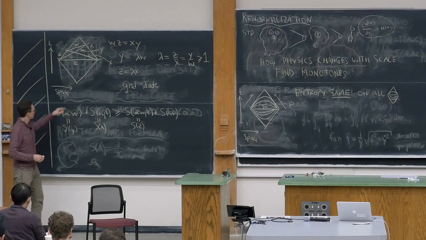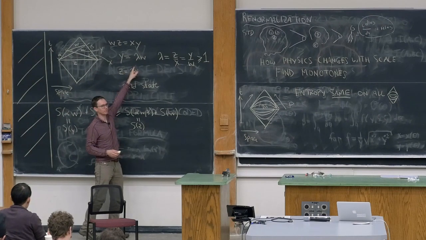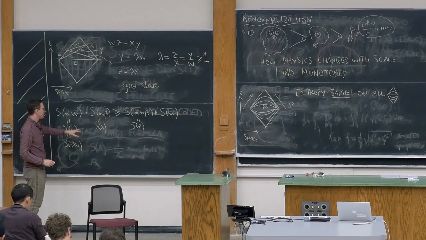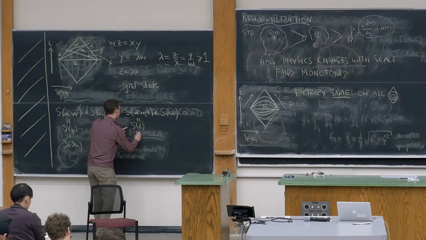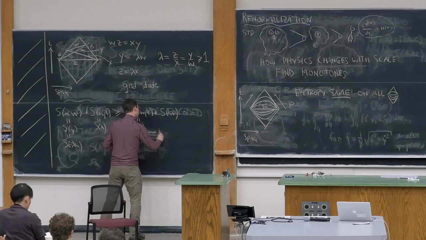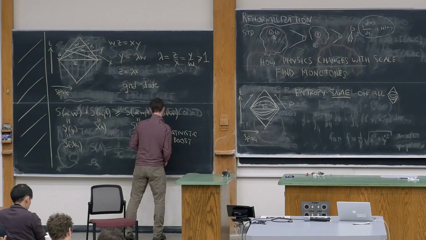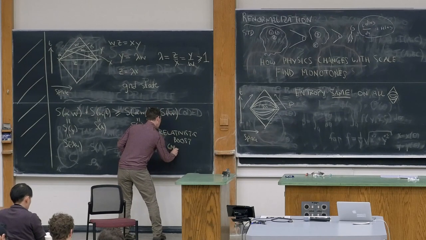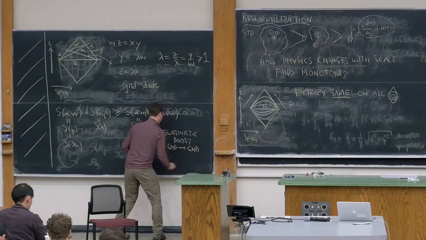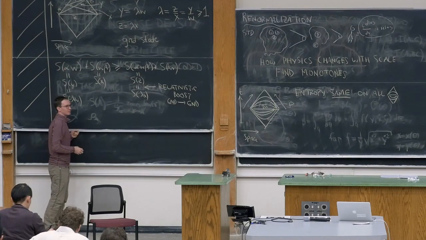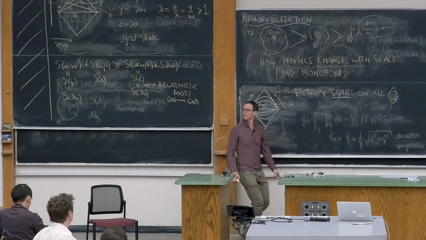So I can say, well, Y has the same length as lambda times W. So its entropy will be the same. And Z has the same length as lambda times X. So this takes the ground state to the ground state. All right. Well, so that was just a little bit of some minor information theory, some strong subadditivity.